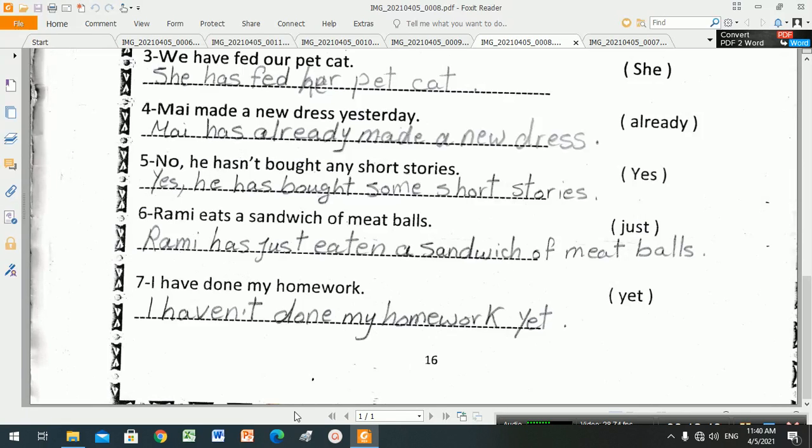Number 7. I have done my homework. And between brackets, yet. Here, yet comes with what? With negative. So we will change this sentence into negative. I haven't done my homework yet. Yet comes at the end of the sentence. Okay?